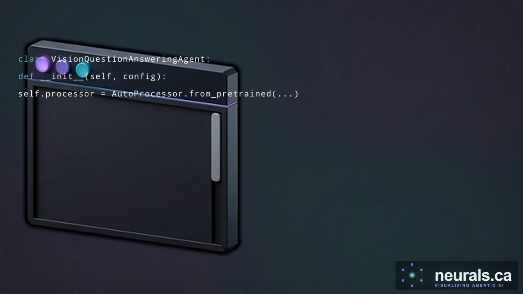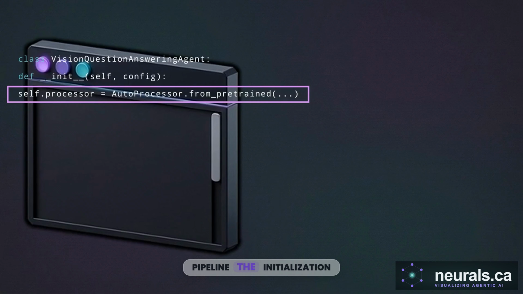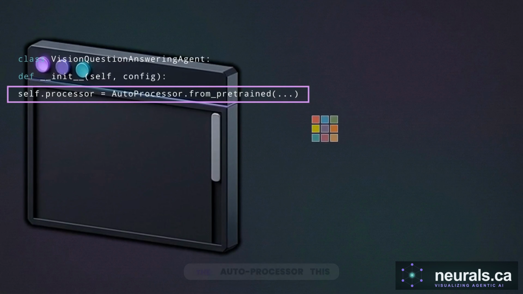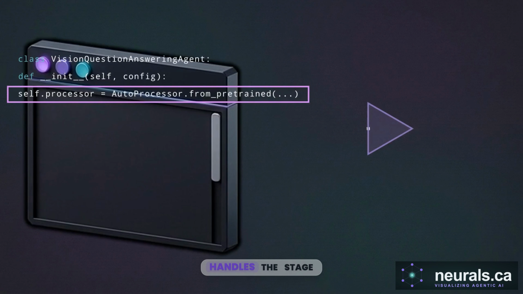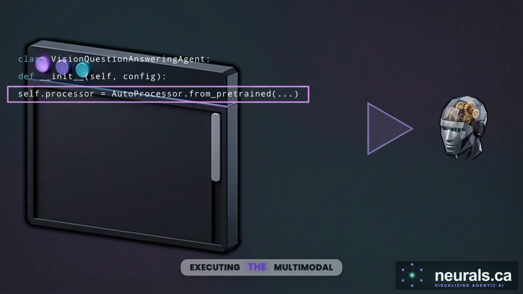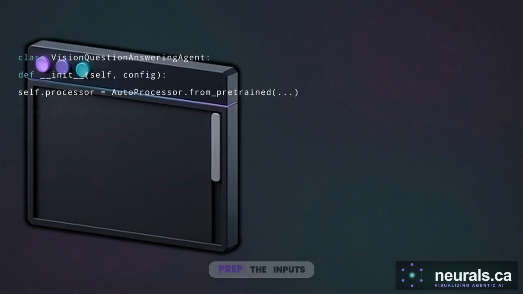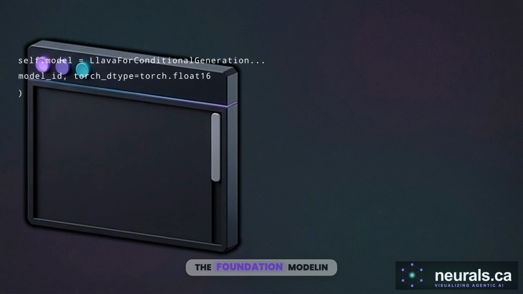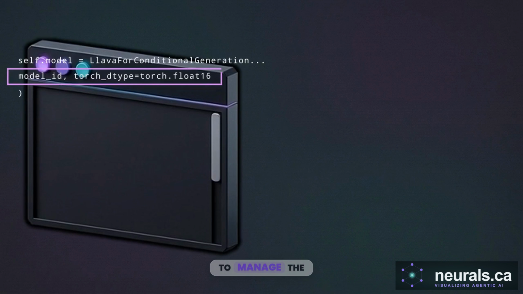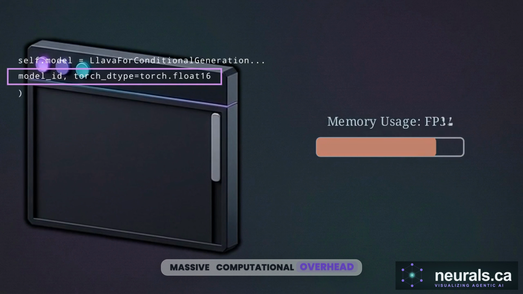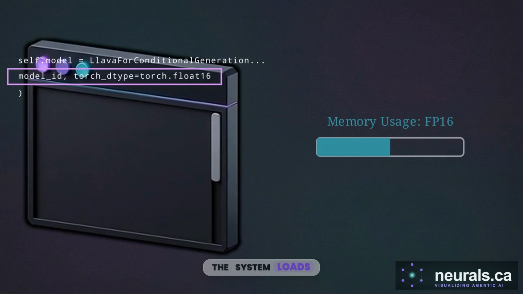This code editor shows the vision question answering agent class, which instantiates the pipeline. The initialization logic begins with the auto processor. This handles the stage 1 and stage 2 duties, taking raw pixels and executing the multimodal alignment required to prep the inputs. Next, we load the foundation model, in this case, LLaVA for conditional generation. To manage the massive computational overhead of visual attention, the system loads the weights in float16 mixed precision.